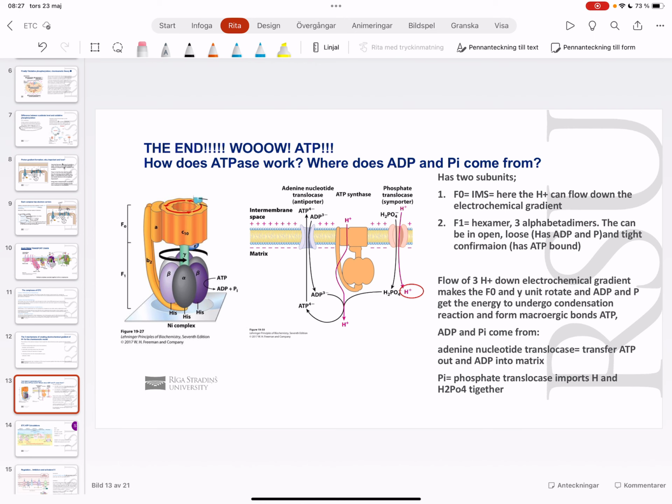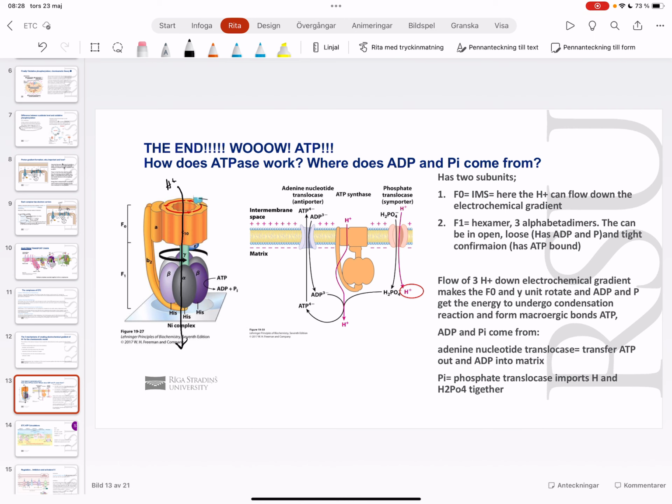So this ATPase, which will be the 5th complex, is made up of 2 things. It's made up of the F0 subunit and the F1 subunit, and also this gamma subunit, and that's actually what's important. So the F0 subunit will be located in the intermembrane space, and here is where the hydrogens will flow in.